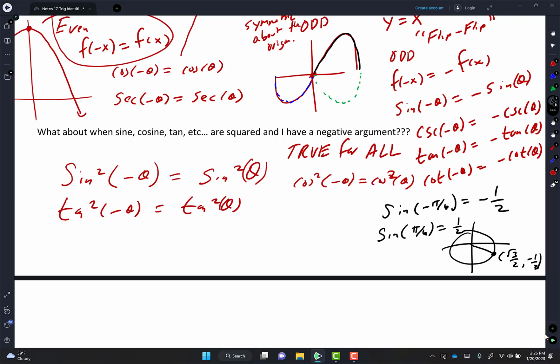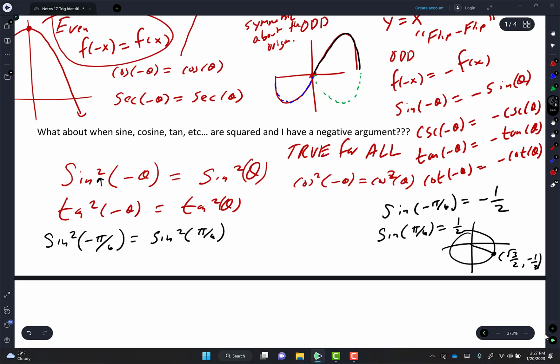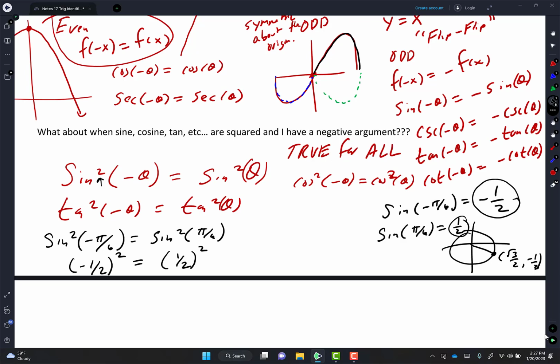Right? But let's square it like we have here. So I'm going to write sine squared of negative pi over 6 equals sine squared of pi over 6. So I'm just going to put what the statement is. And I'll slow down. Sine squared. So what you're squaring is the sine. Sine of negative pi over 6 is negative half, so I'm going to write negative half and square it. Equals, and then this one was a positive half, and I'm going to square it. Hopefully it already looks like a true statement.